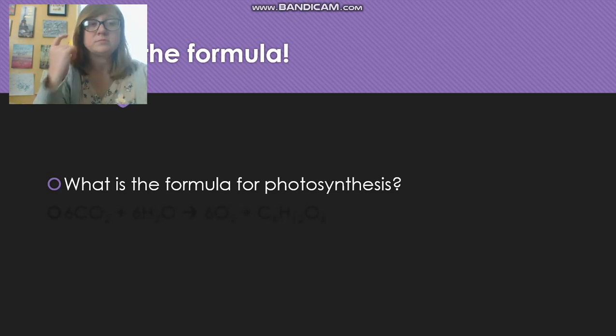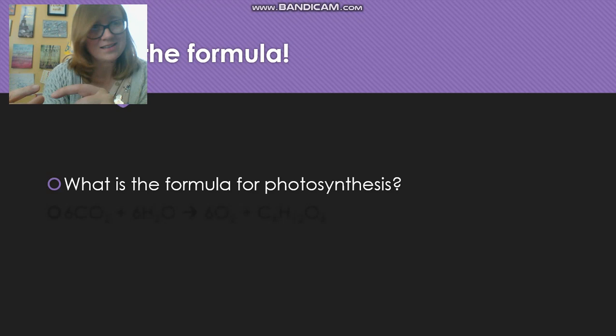So we know what goes on the left side of the formula is what goes in, then an arrow, and what comes out goes on the right side of the formula. So let's think about what goes into a plant. They take in water through their roots. They take in CO2 through the stomata in the leaves.